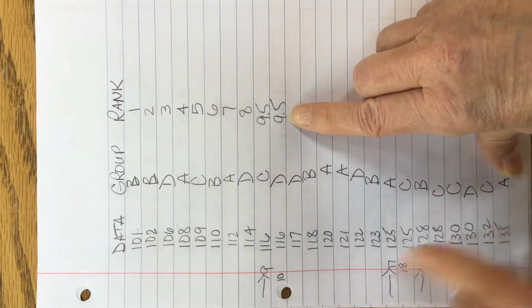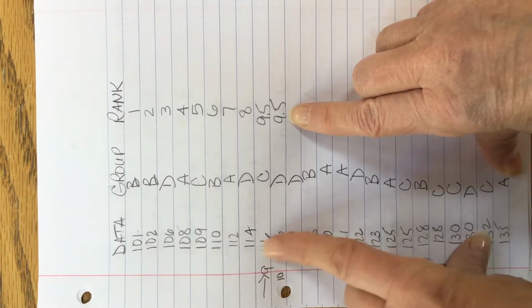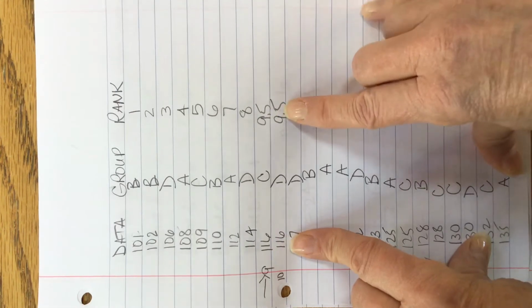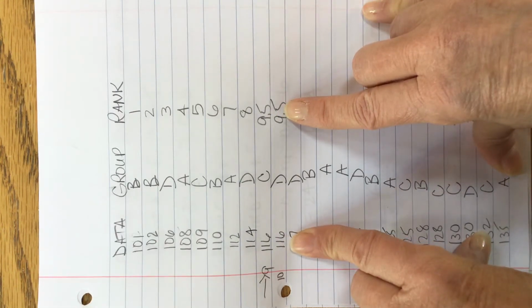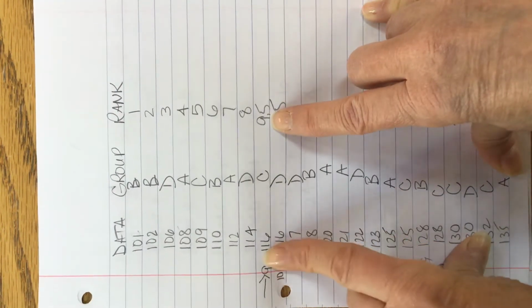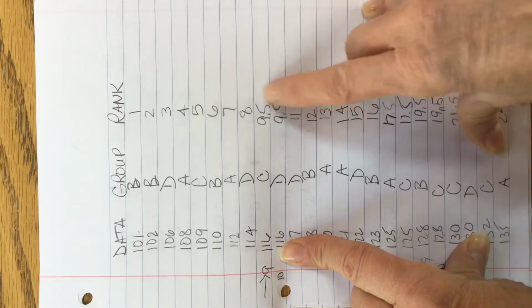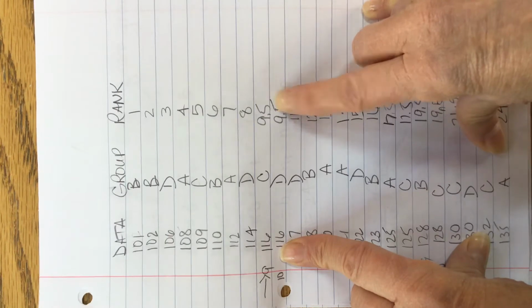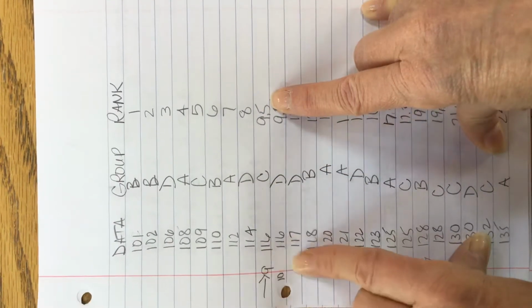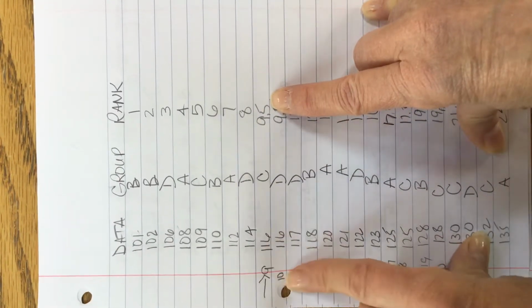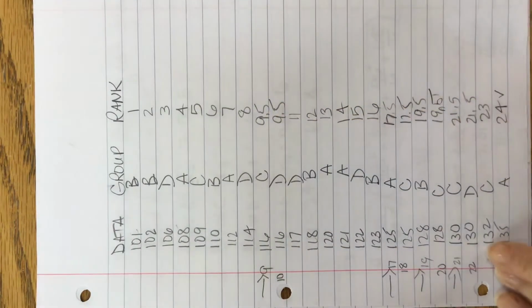If you have two data pieces that are the same, they cannot have different ranks. You cannot give two data values that are the same two different ranks. They have to be the same. And statistically, when we rank, they should be the average of the ranks they would have been had they been different.